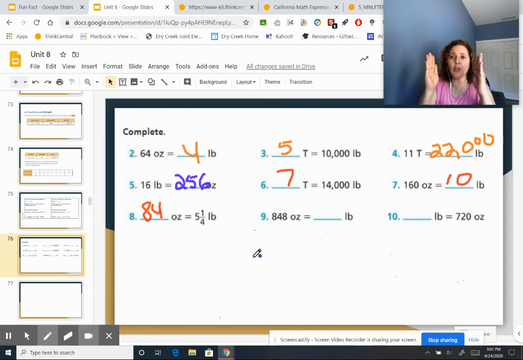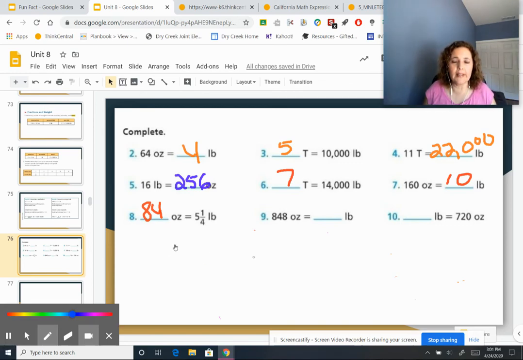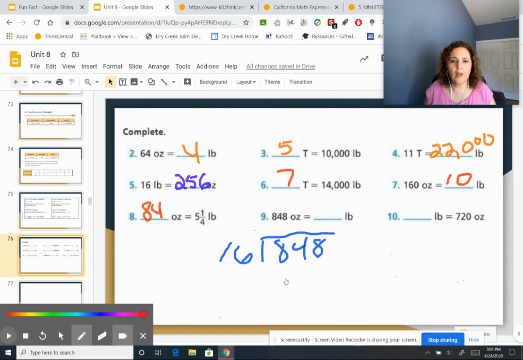I'm going from a smaller unit to a bigger unit, so I must divide. So I know I have to divide 848 divided by 16. Go ahead and write it down. Pause the video and write it down. Okay, so I wrote down 848 divided by 16.